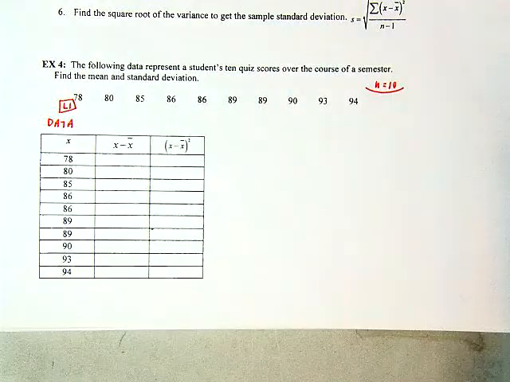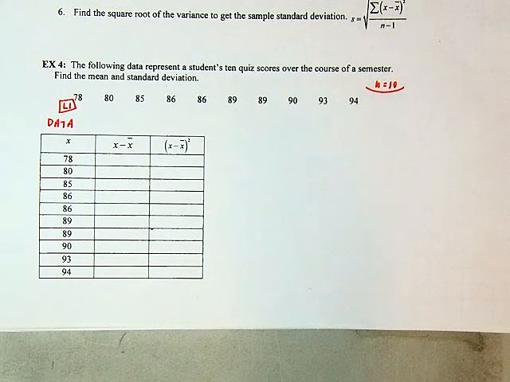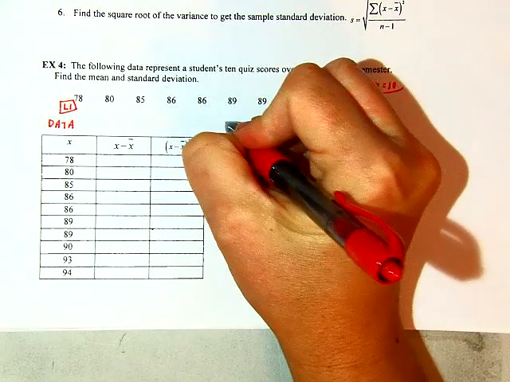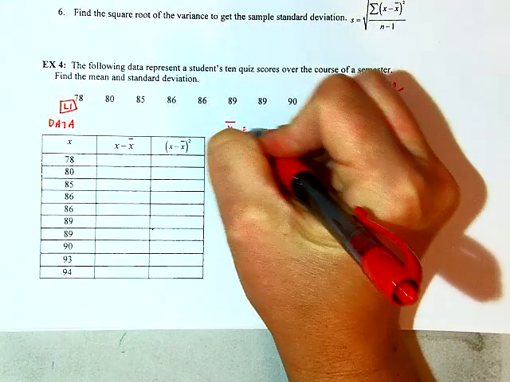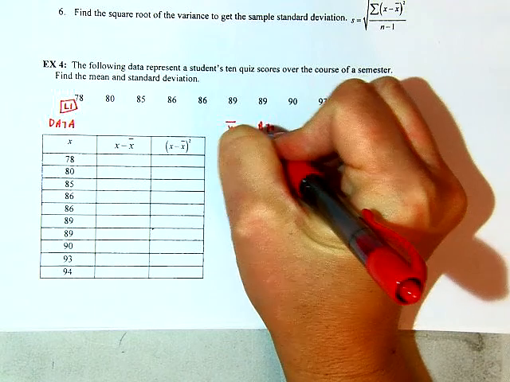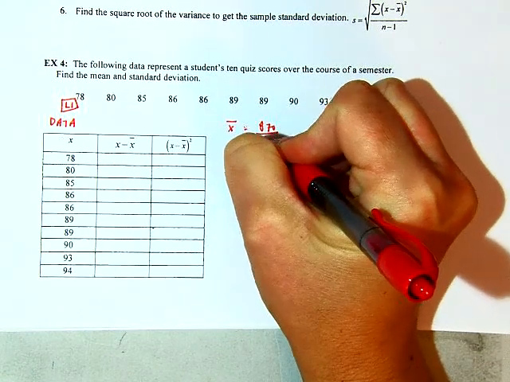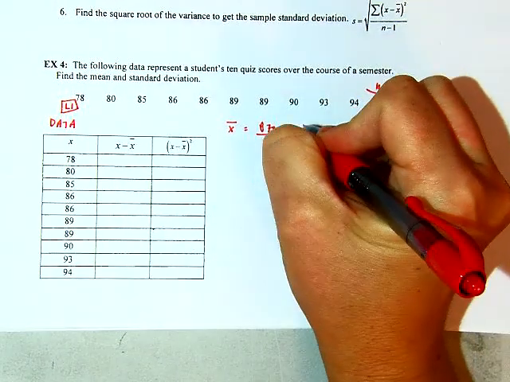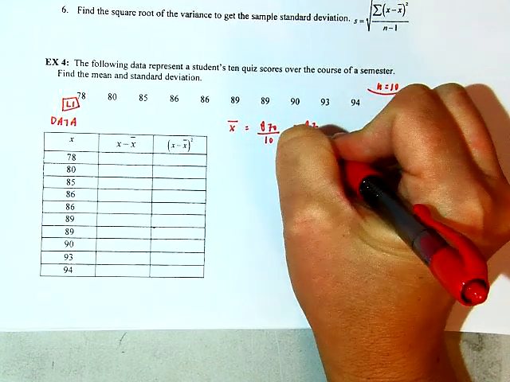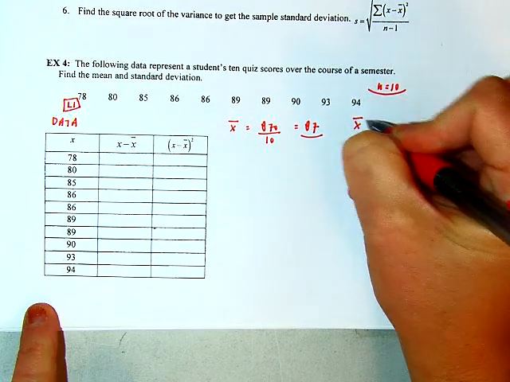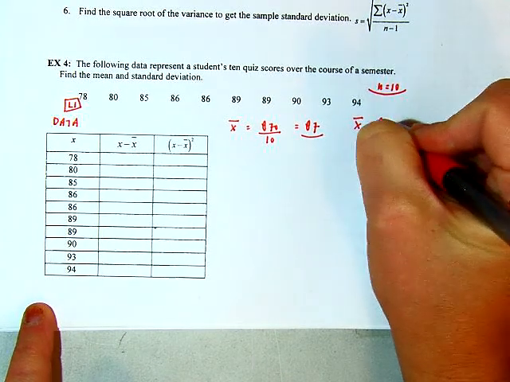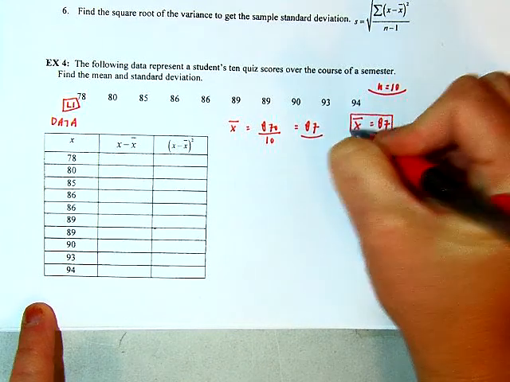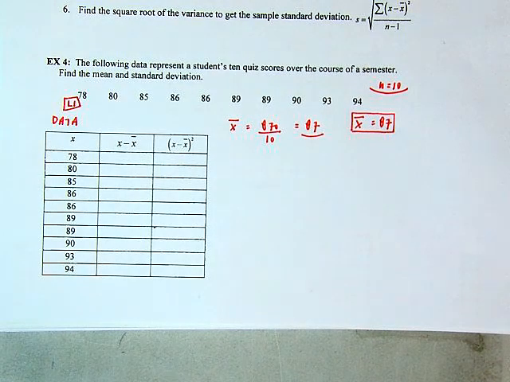All right, so let me write this down. My x bar, because it's a sample, is the sum of my data, 870, divided by 10, and I get 87. So the average score is 87. Almost a B+.